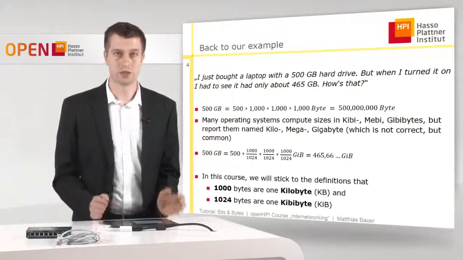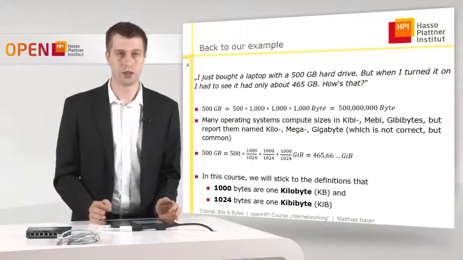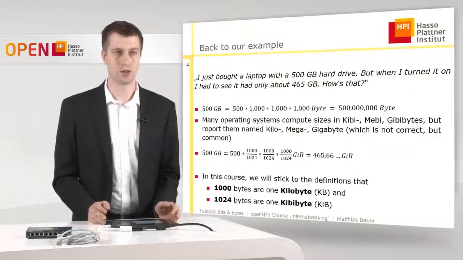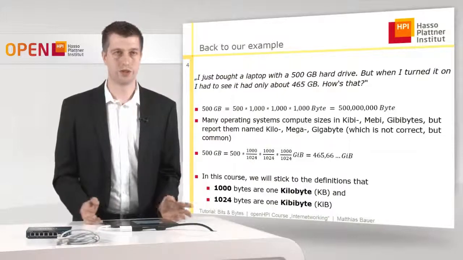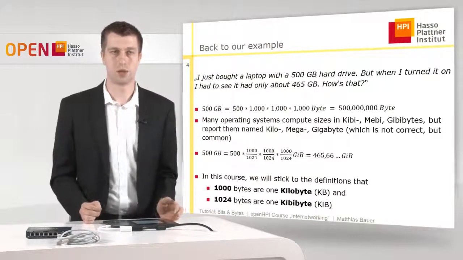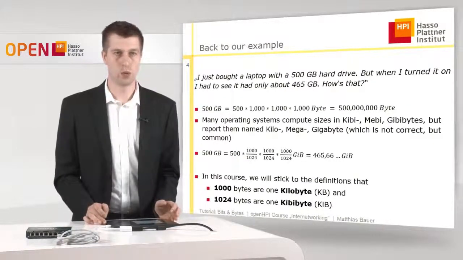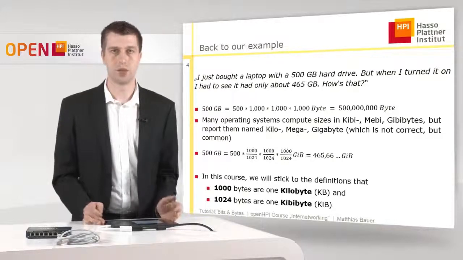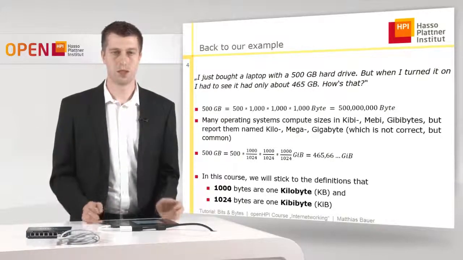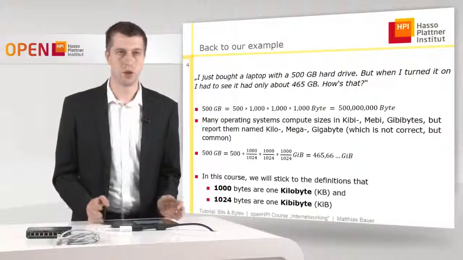Why are we doing this? In this course, we want to make sure that if we talk about kilobyte or kibibyte, we talk about the same thing. So we will always stick to the definitions that 1000 bytes are 1 kilobyte and 1024 bytes are 1 kibibyte. Mostly we will be using kilobyte, megabyte, gigabyte by means of 1000 or 1 million.